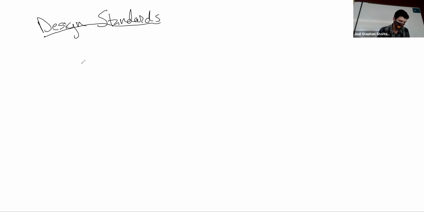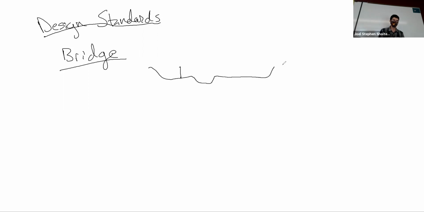And we can just look at some examples. So let's just talk about a bridge. What kind of design standards might we have for a bridge? What would be the most basic design standard we'd have for a bridge? Edgar, what do you think? Say here's our bridge, and let's think about, here's the river and the valley. The bridge is going across.